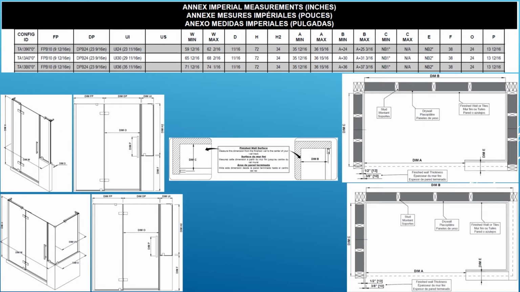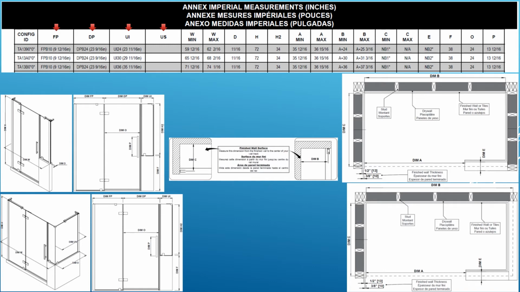In the alcove and corner installation with buttress height panels, the relevant measurements are as follows. The measurements are for the glass panels only and do not include the profiles or seals. FP is the total width of the fixed panel glass. DP is the total width of the door panel glass. UI is the total width of the buttress inline glass panel. US is the total width of the buttress side panel glass.